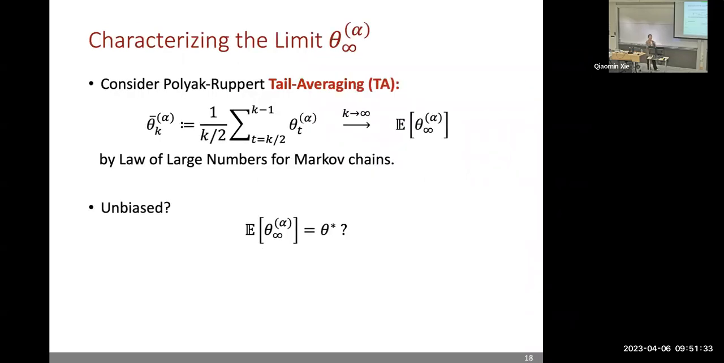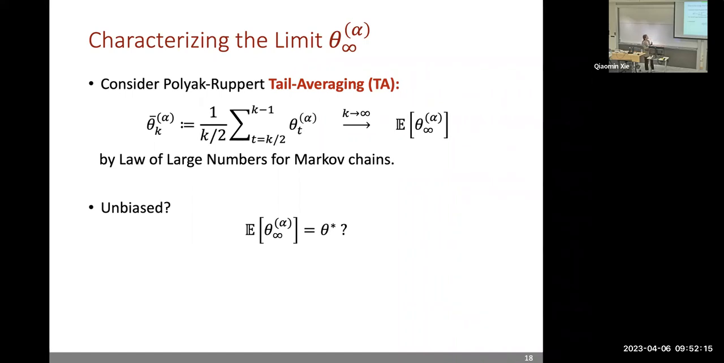So now comes back to Lei's question: why we care about the distribution. Because we want to understand the limit. Here we will consider a particular variant of averaging, a variant of the so-called Polyak-Ruppert averaging. But instead of taking the average over all the iterates, you only average over, say, the last many iterates. For example, you can discard the first half of the iterates and only average over the second half of the iterates. That's why it's called tail averaging.